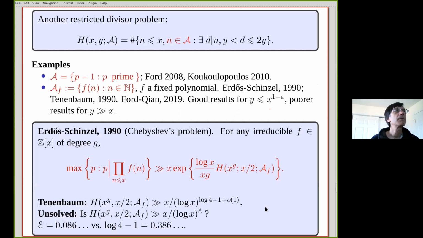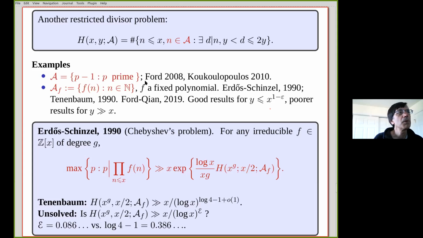There's another type of restricted divisor problem that I want to mention. And here I'm restricting the product to be in a certain set. So I'm formulating this slightly differently: I want the product to be in a certain set, but I want a divisor in a particular interval. In a couple of examples, there's been some work on this for, let's say, a shifted prime.